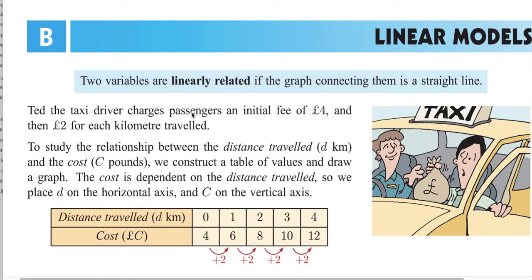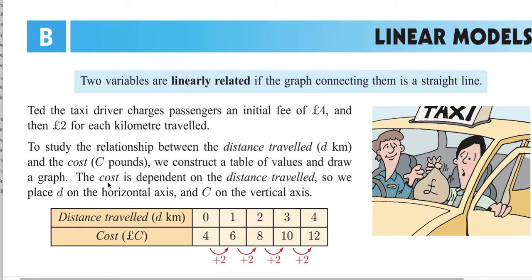Ted, the taxi driver, charges passengers an initial fee of £4 and then £2 for each kilometre travelled. So the initial fee is always going to be 2, regardless of how far they have travelled. I should have actually said 4 then. So the initial fee is always going to be 4 plus an additional 2 for every single kilometre. So that's why it starts off at 4, and then for each additional kilometre we are going to add 2 onto the previous one.